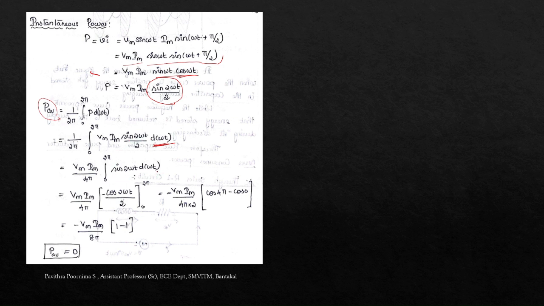The integration of sin 2 theta d theta is minus cos 2 theta divided by 2, because the integration is with respect to omega t, so the 2 remains constant and comes in the denominator. So minus cos 2 omega t divided by 2, from 0 to 2 pi. And minus Vm Im divided by 4 pi into 2, which is 8. The upper limit is 2 pi and the lower limit is 0. So cos 4 pi and cos 0 are both 1, and 1 minus 1 is 0. So the average power we got is 0, meaning the capacitor doesn't consume power. It stores energy, or we can say it charges and discharges in the electric field.